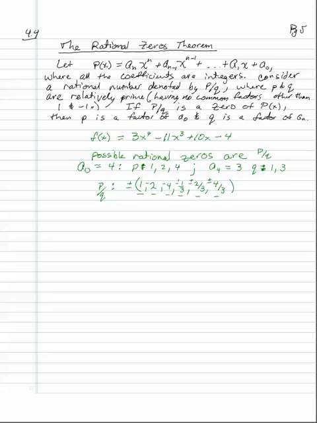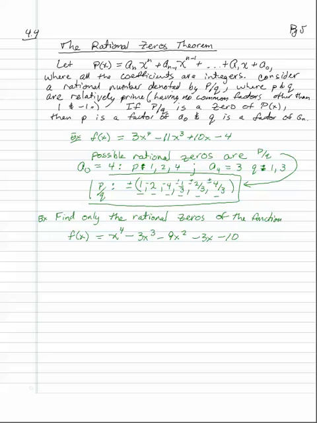So if I want to find some rational zeros in it, I'm going to start with those. I'm going to start with 1, 2, 4, and so on. If none of those work, then there aren't any rational zeros. They're going to be irrational or complex, imaginary. Okay, so again, find only the rational zeros of the function.